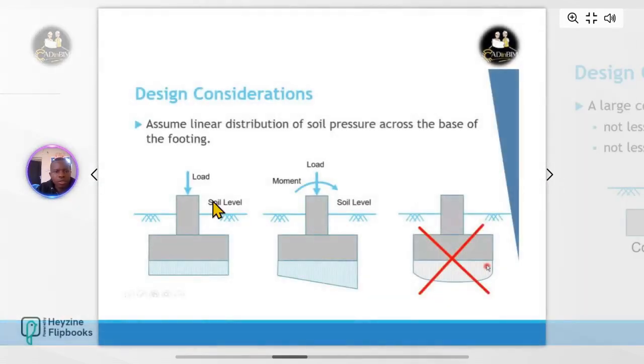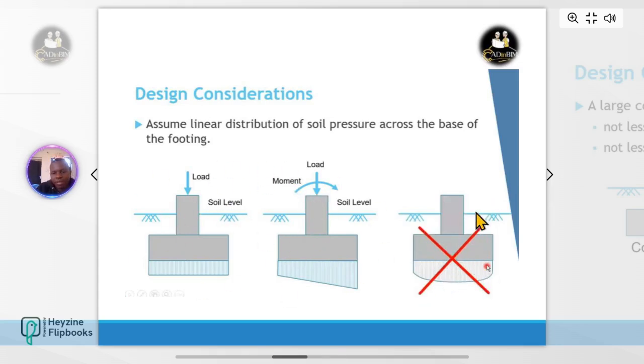So, design considerations. You can see how our pad looks. Assume linear distribution of soil pressure across the base. When we have just axial load, or just vertical load, you have a uniform pressure exerted below here. But if you add an additional moment, you have this type of pressure, whereby pressure is exerted higher on one side and lower on the other side. So we'll be seeing the formulas to calculate all this.